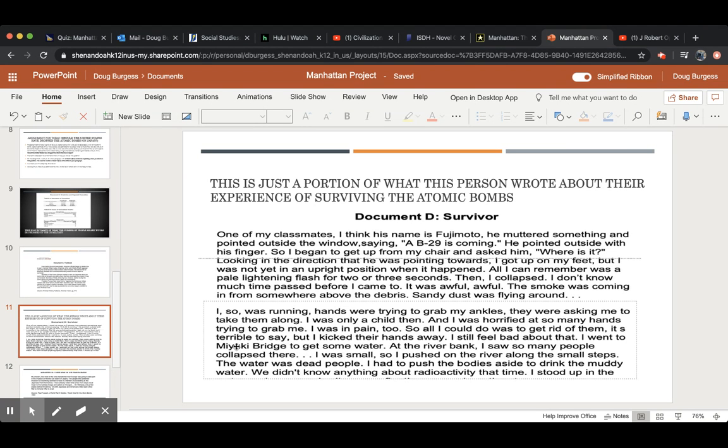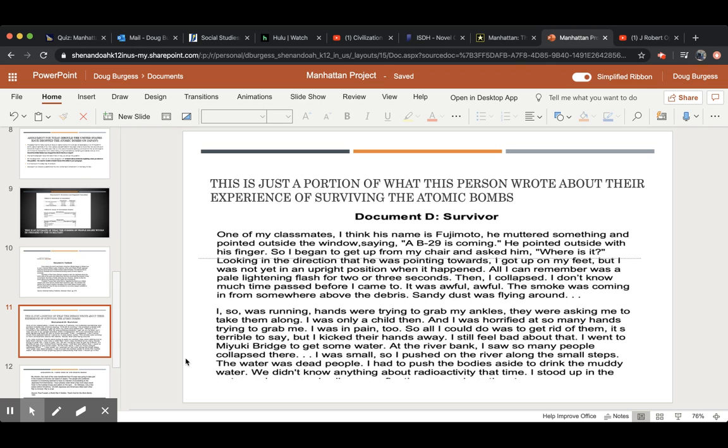It was awful, awful. The smoke was coming in from somewhere above the debris. Sandy dust was flying around. I was running. Hands were trying to grab my ankles. They were asking me to take them along. I was only a child then, and I was horrified at so many hands trying to grab me. I was in pain, too. All I could do was to get rid of them. It is terrible to say, but I kicked their hands away. I still feel bad about that.